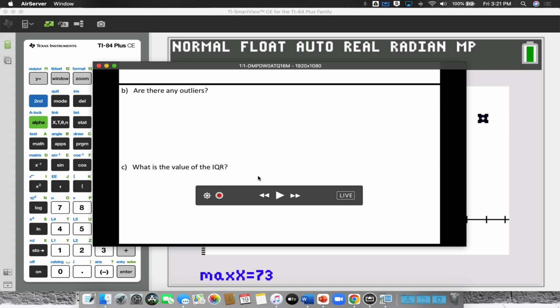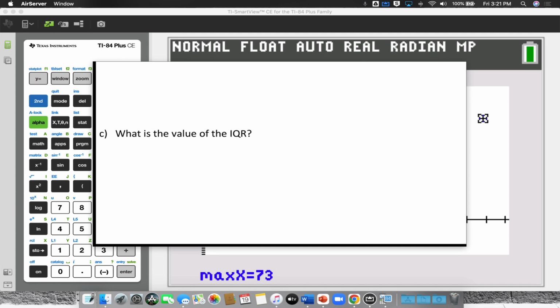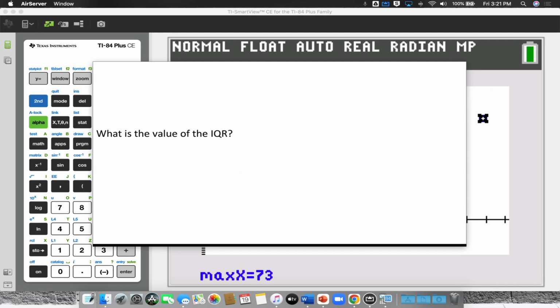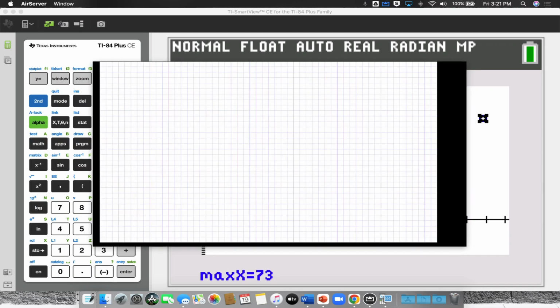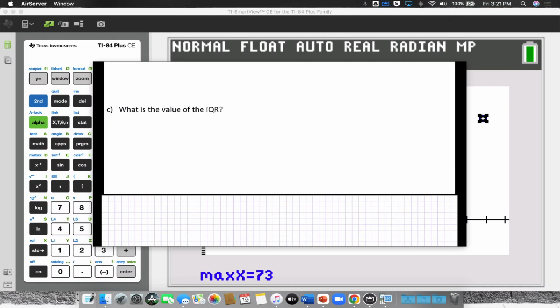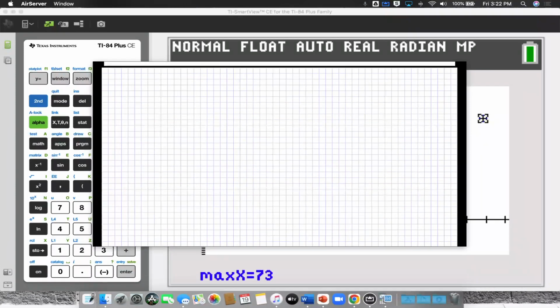But one thing they're going to talk to you guys about is something called the value. What does that mean? It means the number. What represents IQR? Q3 minus Q1. Anytime they use the word value, it just means give me the number.